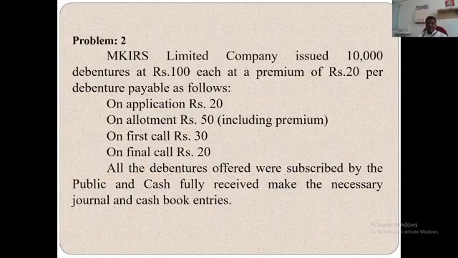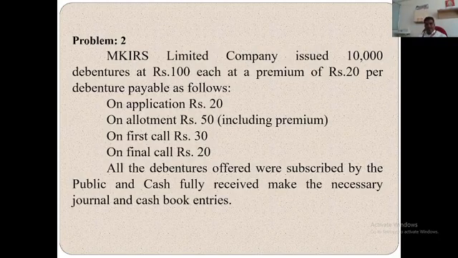MKIRS Limited company issued 10,000 debentures at the rate of rupees 100 each at a premium of rupees 20 per debenture payable as follows. On application rupees 20, on allotment rupees 50 including premium, first call 30 and final call 20. All the debentures offered were subscribed by the public and cash fully received. Make the necessary journal entry and cash book entry.